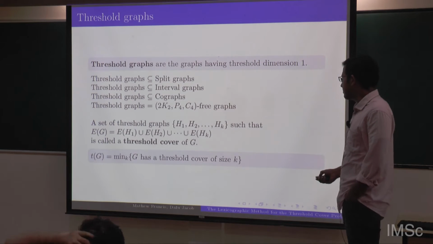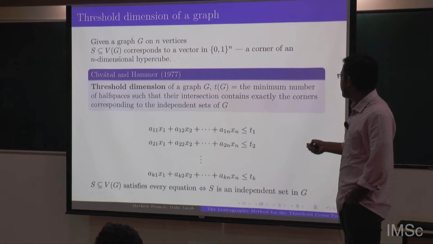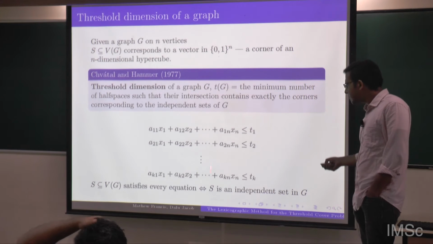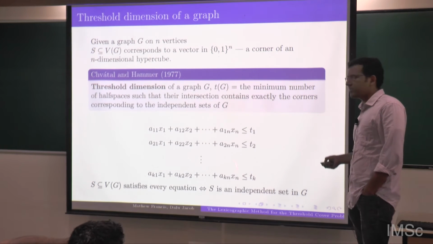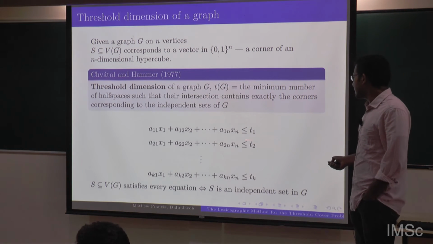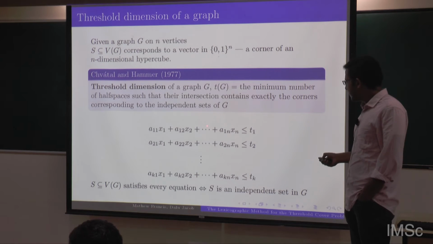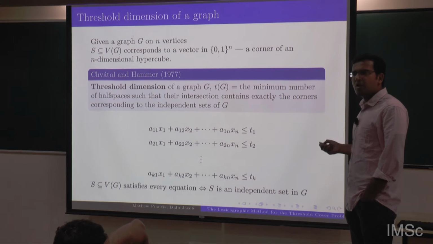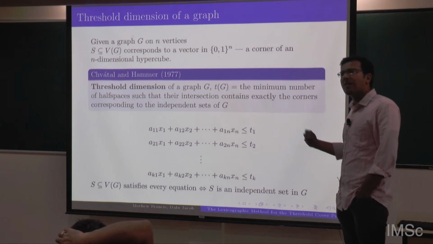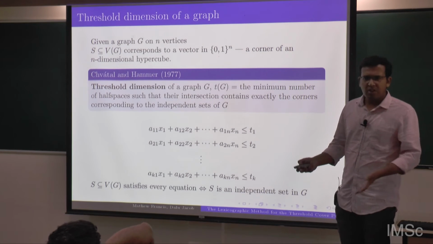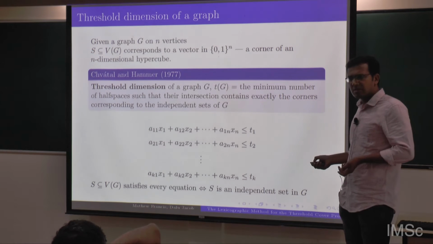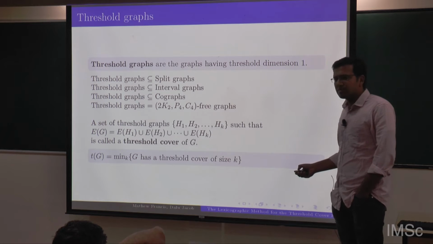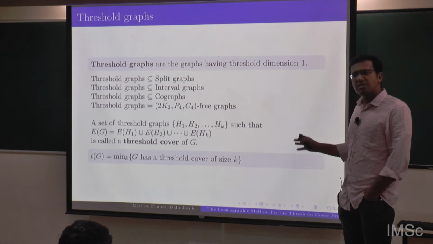It is the minimum number of equations. Basically it is the minimum number of half spaces, so k has to be minimized here. The threshold dimension of your graph is the minimum number of linear inequalities that you need to write so that only independent sets satisfy all the inequalities. What we just said was that since every inequality corresponds to a threshold graph, which will be a subgraph of your graph, these threshold graphs form a cover of your graph. Similarly, if you have a cover of your graph using some k threshold graphs, you write down the linear inequalities corresponding to each threshold graph, and that will give you a set of equations. So the threshold dimension is exactly the smallest number k such that you can cover the edges of G using k threshold graphs.